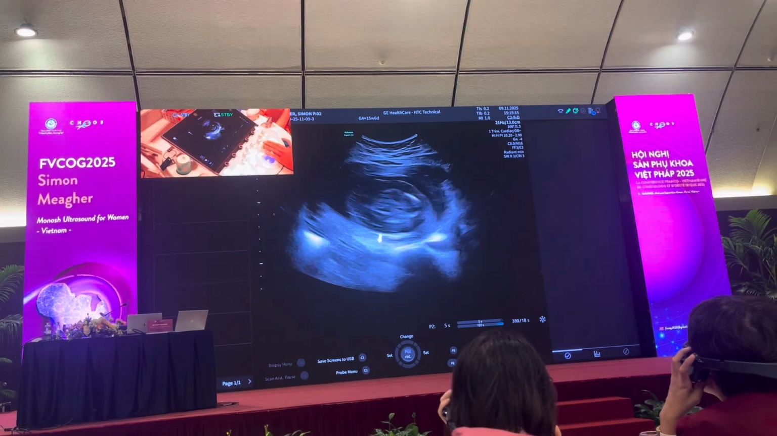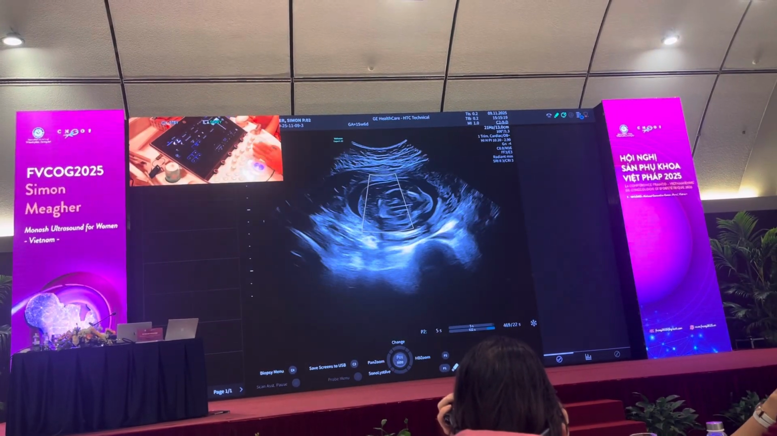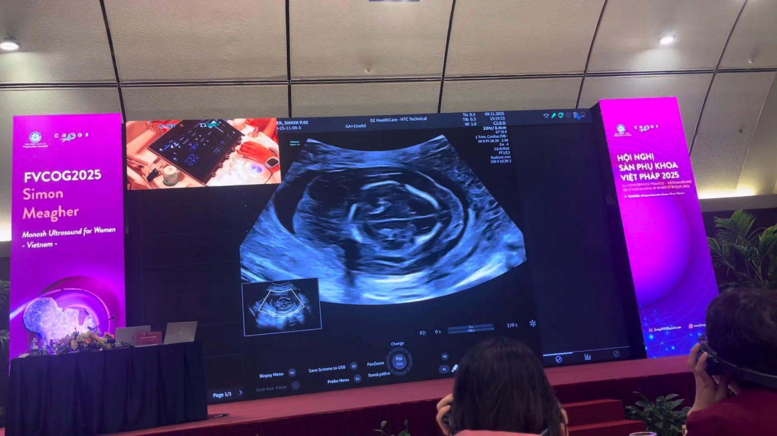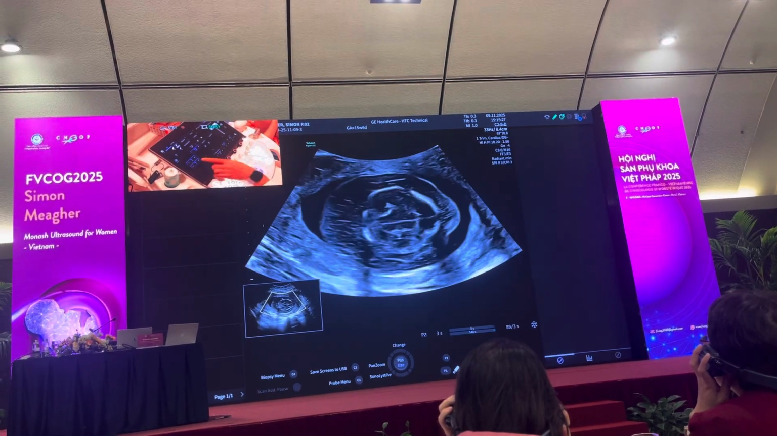So the next is, in the situation where I see subcutaneous edema, I just want to do a transverse sweep. So I'm going to go next to the transverse sweep. And if the baby's in a good position to examine the heart, then I go straight to the heart.